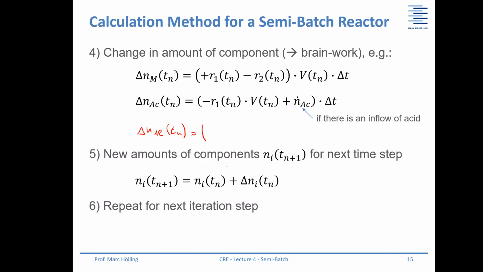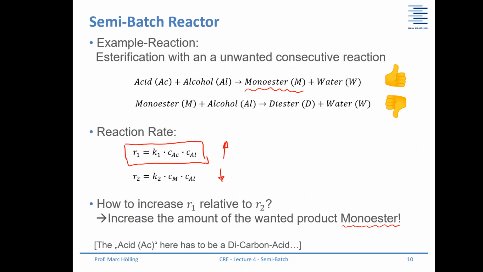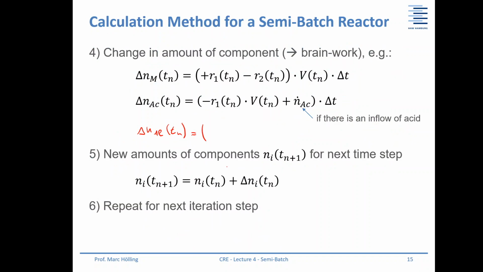for Tn. So if you look again here, you can see that your alcohol is consumed in both reactions and could also be fed to the reactor. This means you should write something like minus R1 at time Tn minus R2 at Tn, and this times your volume at time Tn. And then there could be an inflow, then it should be dot N alcohol, and then you have to multiply it with delta T. So I think this is the most complex equation that we need for the Euler scheme.